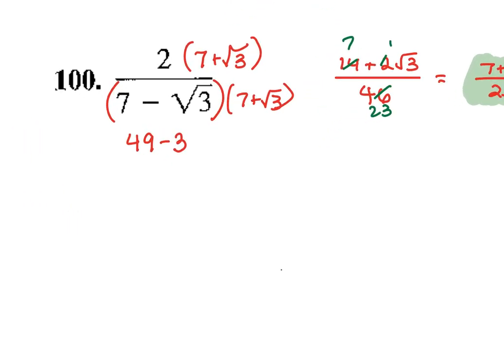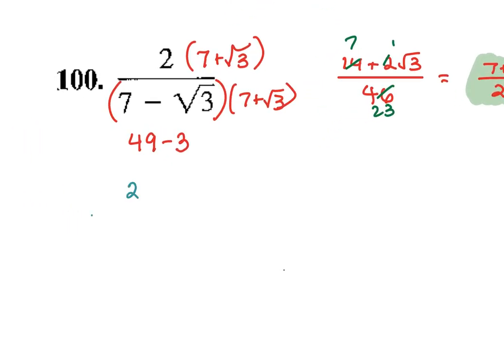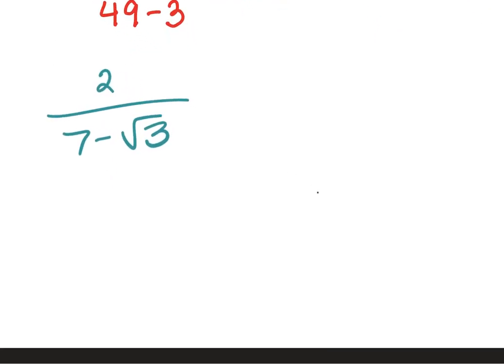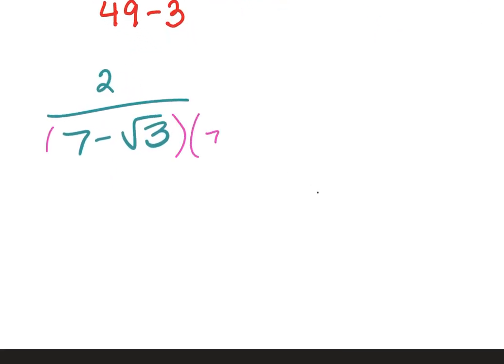Okay, so 100 has a fraction with a radical. You can't have a radical in the denominator. So we multiply by the opposite of that expression, 7 plus square root 3.